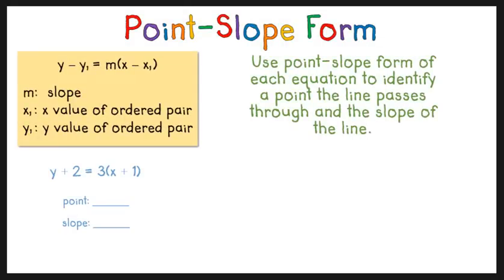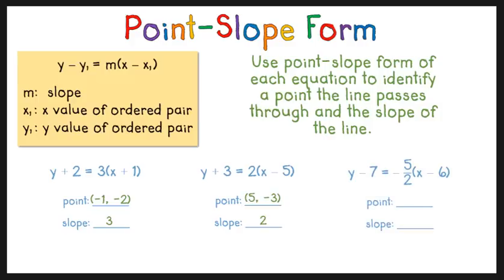Okay, given the 3 problems you were just given, the point on this line would be -1, -2 with a slope of 3. The next equation was y plus 3 equals 2 in parentheses x minus 5. This equation goes through the point 5, -3 with a slope of 2. And lastly, we have y minus 7 equals -5 halves in parentheses x minus 6. This equation goes through the point 6, 7 and has a slope of -5 halves.